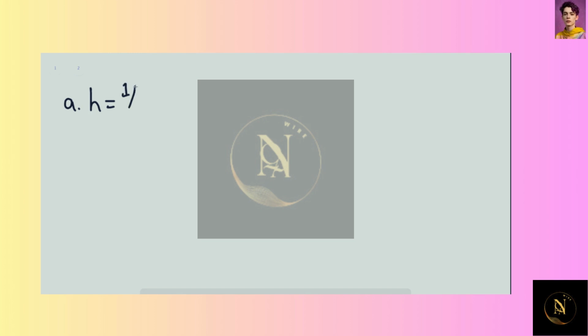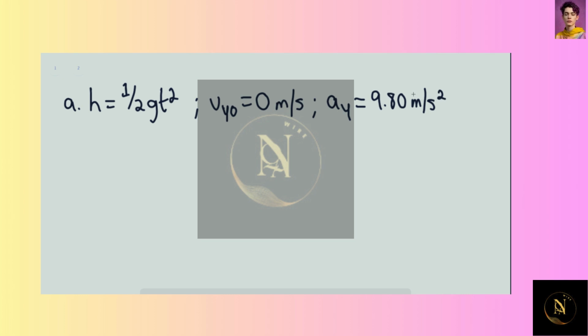For part A, for the vertical motion of the potato, we have that h equals 1/2 g t squared. This is because the initial y velocity of the potato is 0 meters per second, and we know that the acceleration in the y direction is positive 9.80 meters per second squared, because we're choosing downwards to be positive.